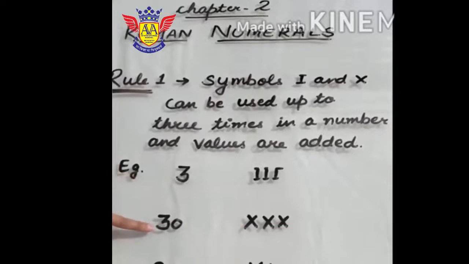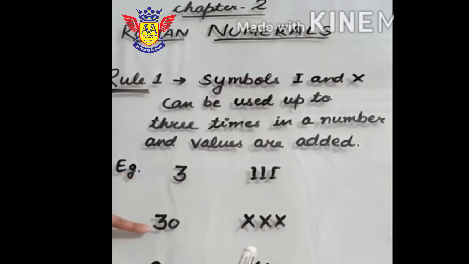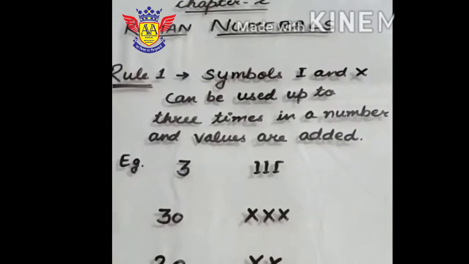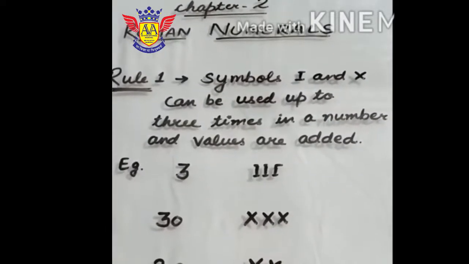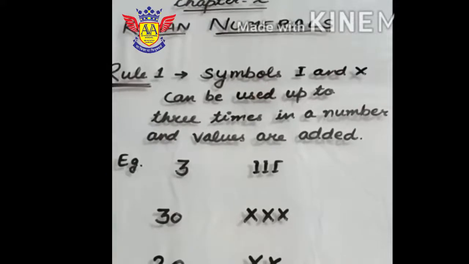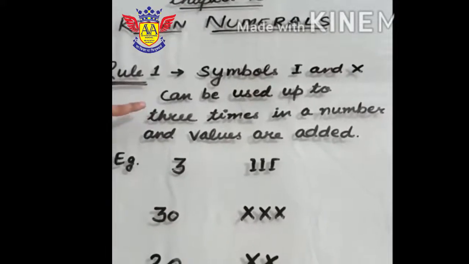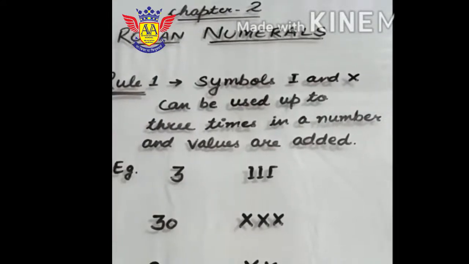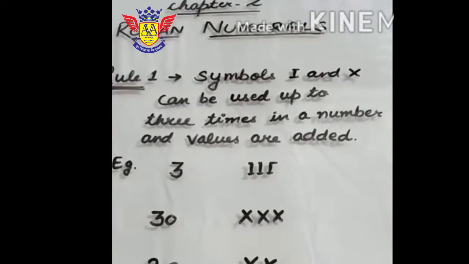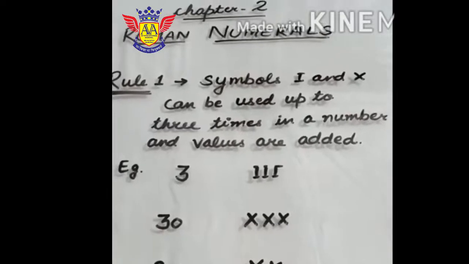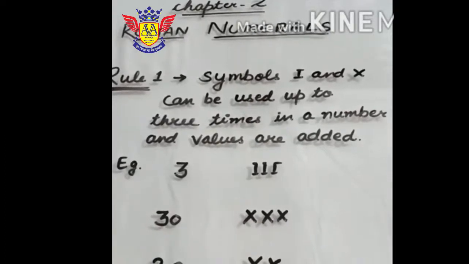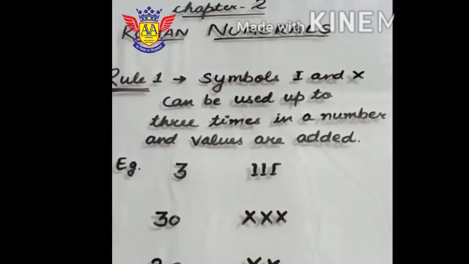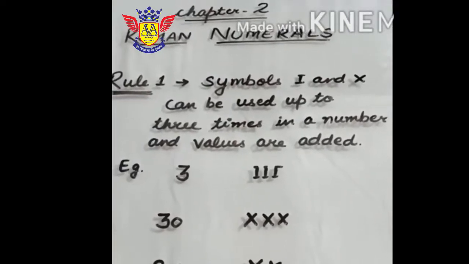Similarly 30 can be written as X, X and X. Similarly 20. To write 20 in Roman numerals, we'll write it as XX because we have a condition that we can use these symbols up to 3 times. Take one more example like 10. Suppose we have to write 10. We do not write it as VV. We know that V stands for 5, that is 5 plus 5 is also 10. But this is wrong. We never write it like this. 10 stands for X.